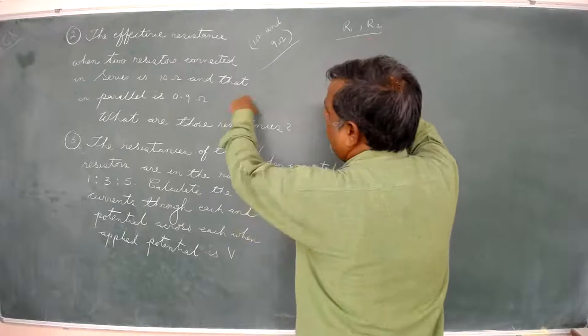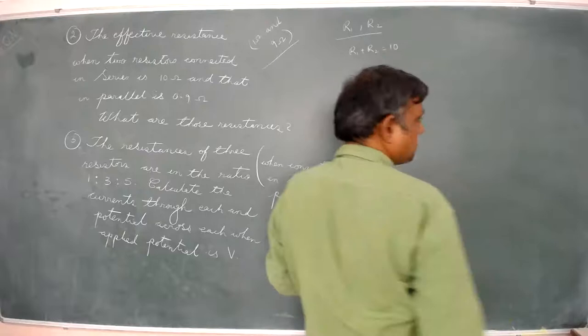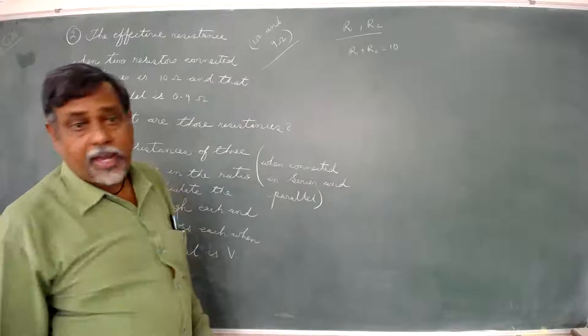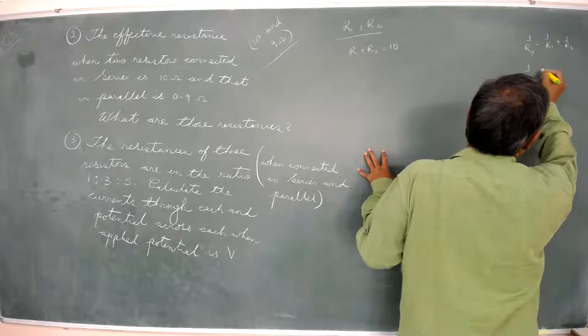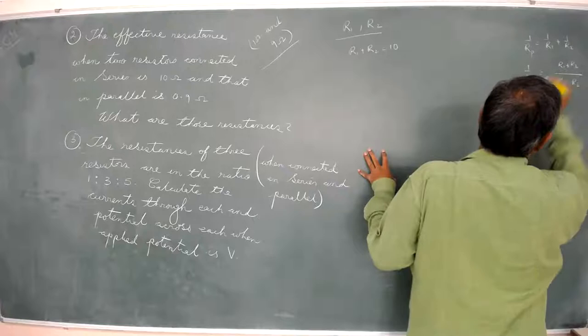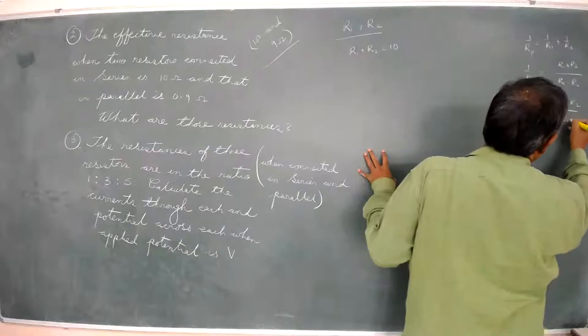When they are connected in series, and when they are connected in parallel combination for two resistors, the effective resistance RP is given by 1 by RP equal to (R1 plus R2) by (R1 R2). Therefore, the effective resistance is R1 R2 by R1 plus R2.